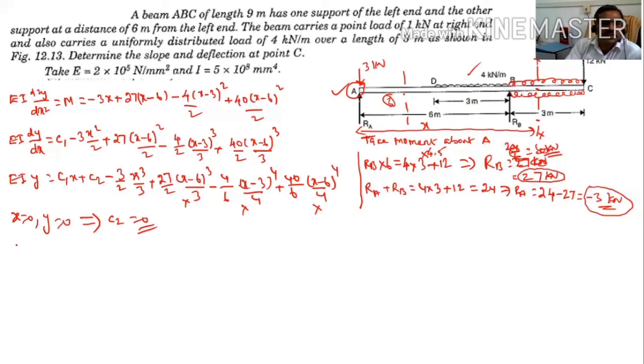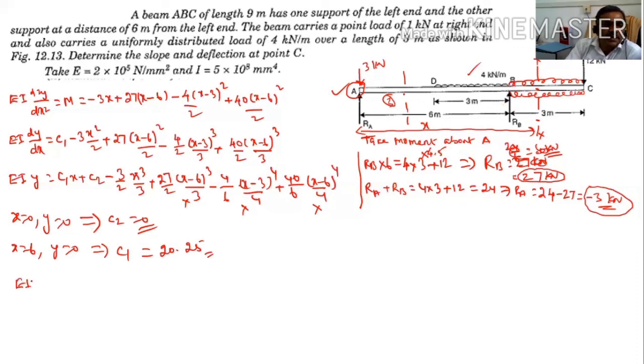The next boundary condition is when x is equal to 6 and y is equal to 0. In this boundary condition, you have to take the axis here, so all the terms will come. In the equation, you substitute x is equal to 6 and y is equal to 0. You will get the value of C1. The value of C1 is equal to 20.25.